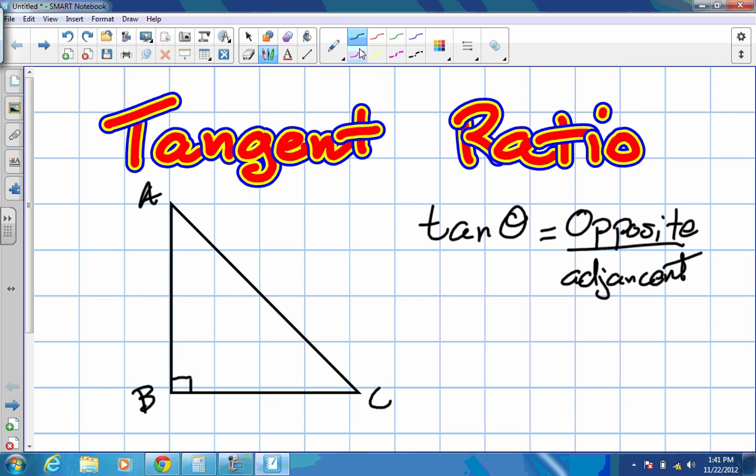Tangent ratio is one of three major primary trig ratios we're going to be learning about. We're focusing on tangent today. Once you get the hang of this, the other two, which we'll go over on Tuesday after our quiz Monday, will be very straightforward. Now, this is a symbol we have not seen before.